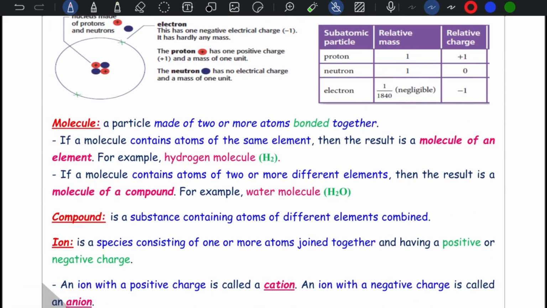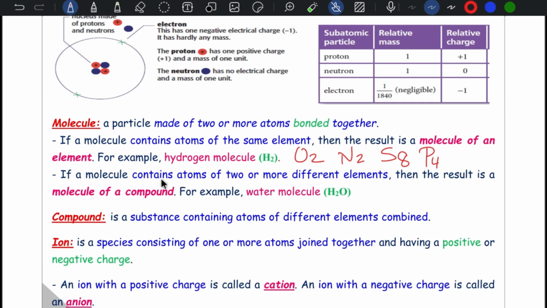When we talk about a molecule, it is considered a particle made of 2 or more atoms bonded together. If a molecule contains atoms of the same element, this means the molecule is a molecule of an element, like hydrogen molecule H2, oxygen molecule O2, N2 nitrogen, S8, it can be 8, it's okay, P4. It's a molecule of an element. Remember that it's considered an element because it only contains one type of atom.